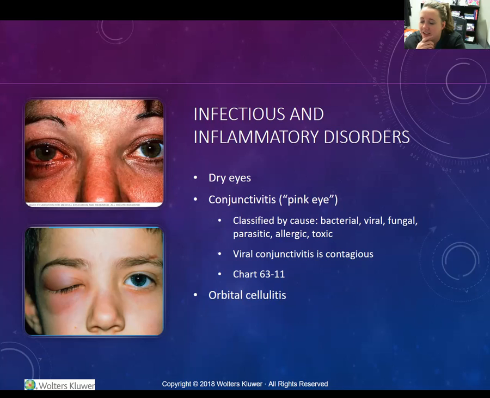I'll never forget, I had a friend that worked in the ER, and she said a guy came in and he had told them that he got pink eye from a stripper. So guess be careful with that.